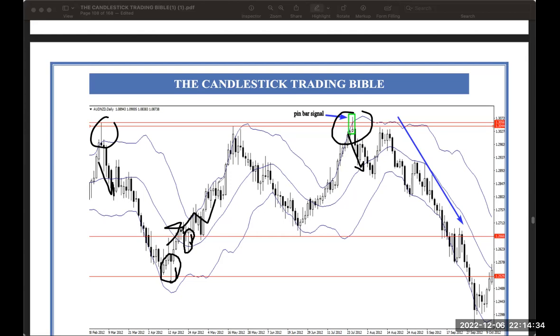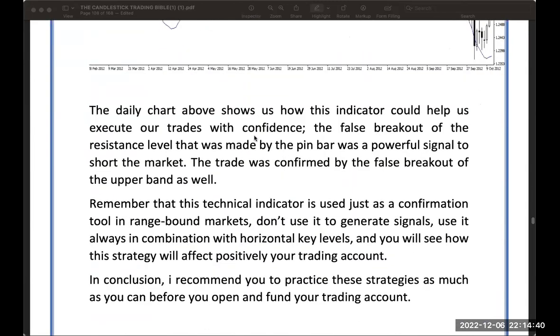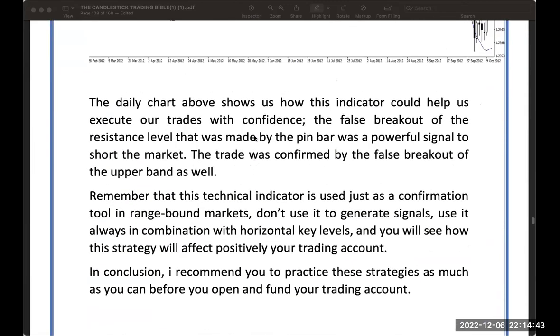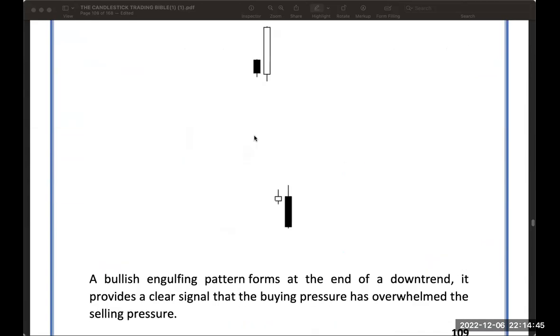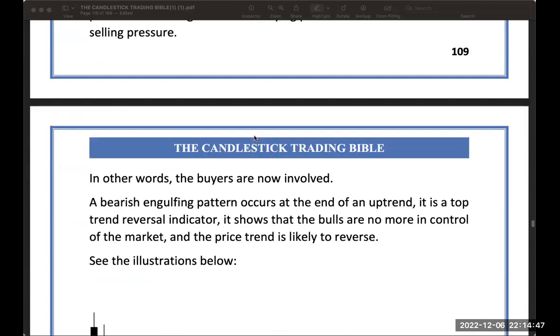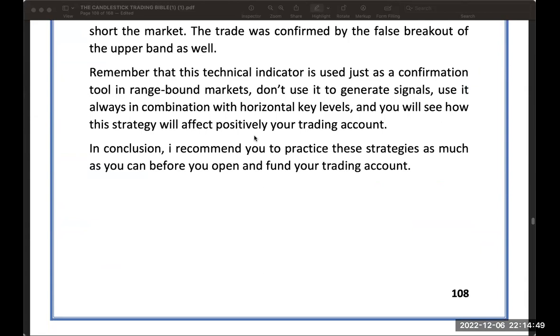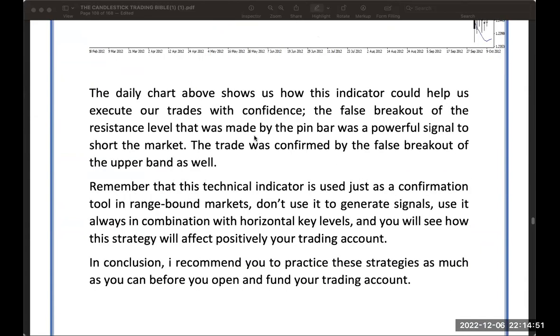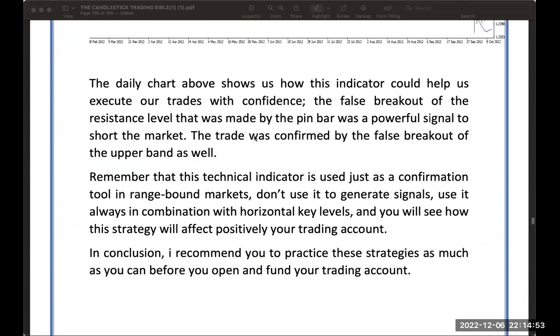Continuation, right? So I won't talk much about it. I'll just pinpoint it. Let me see if the engulfing... Okay, all right. So I just want to skip this part, or let me just go through it since it's just one page. The daily chart above shows us how this indicator could help us execute our daily trades. Okay, sorry about that.